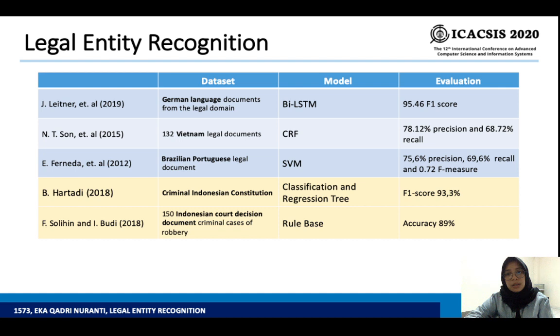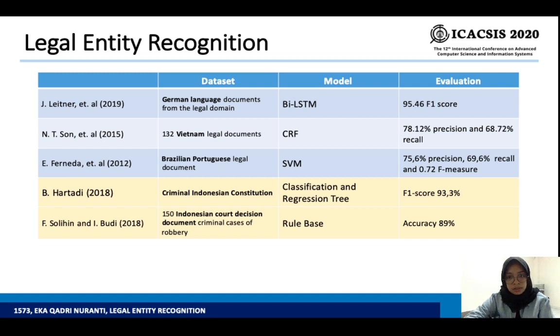Several studies related to processing legal document information are by G. Later, who used German legal documents, and Tison, who used Vietnamese legal documents. E. Ferneda used Brazilian Portuguese legal documents. And in Indonesia, there is some research on legal documents, such as B. Hartadi, doing extraction of criminal information in the Indonesian constitution with a classification approach, and Firdaus Solihin with Indra Body, who used Indonesian court decision documents of criminal cases of robbery with a rule-based approach.